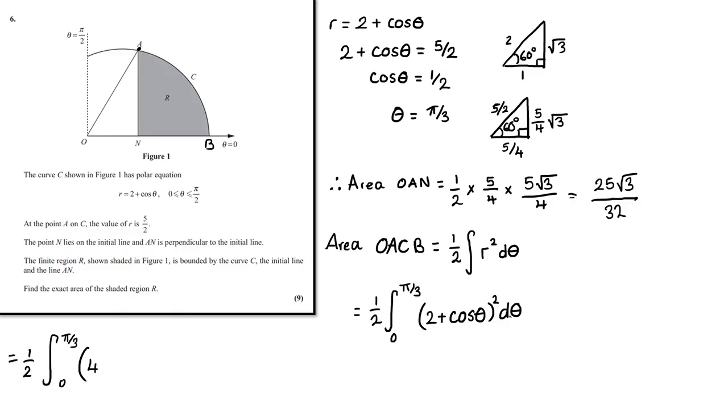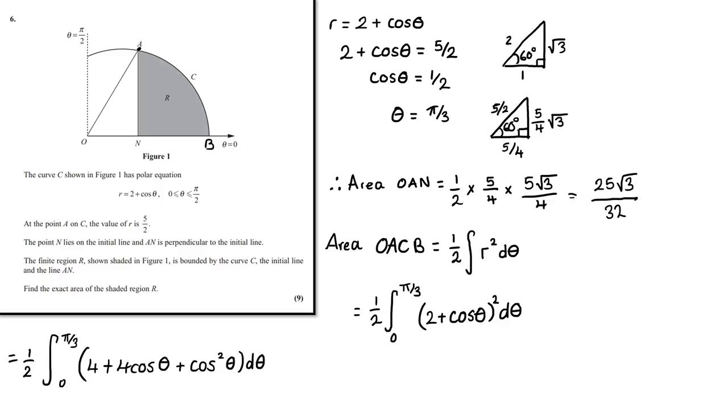I'm going to get 2 times cos theta, give me 2 cos theta. And again, I get another cos theta times 2. So I get 2 lots of 2 cos theta, so that's 4 cos theta. And then finally, we've got cos theta times cos theta, giving me plus cos squared theta. And that's all with respect to theta.